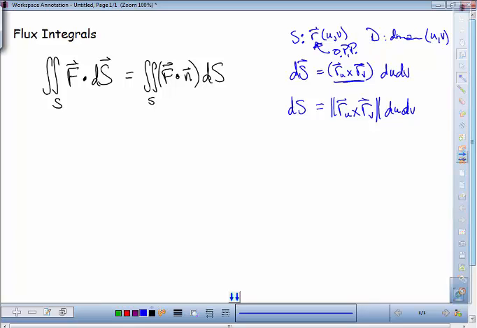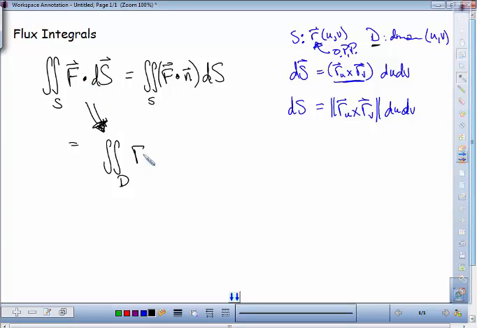So given this parameterization, I'm going to go with this first definition over here. Just like our line integral, which we rewrote into a regular integral that we can actually compute, or looked at as a path integral, this is going to be a double integral that we can compute over the domain D.